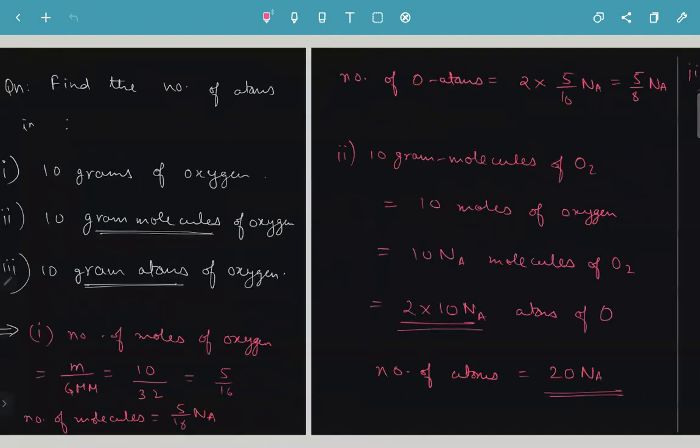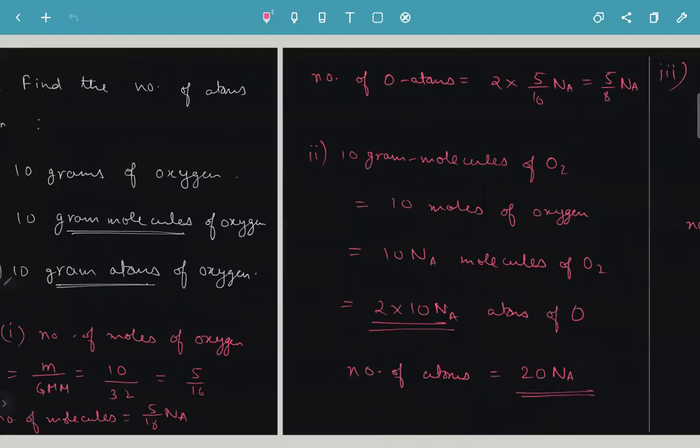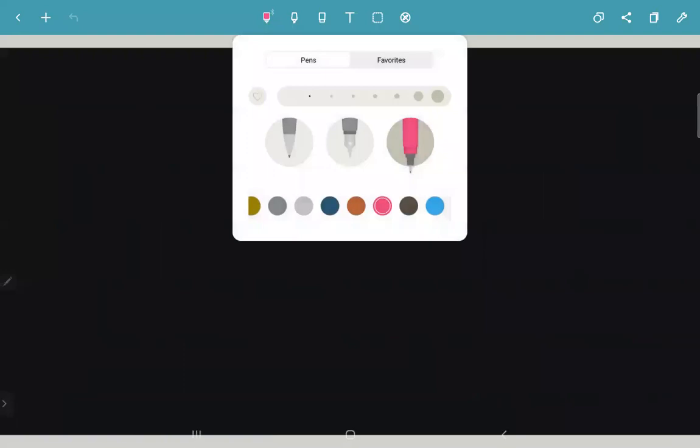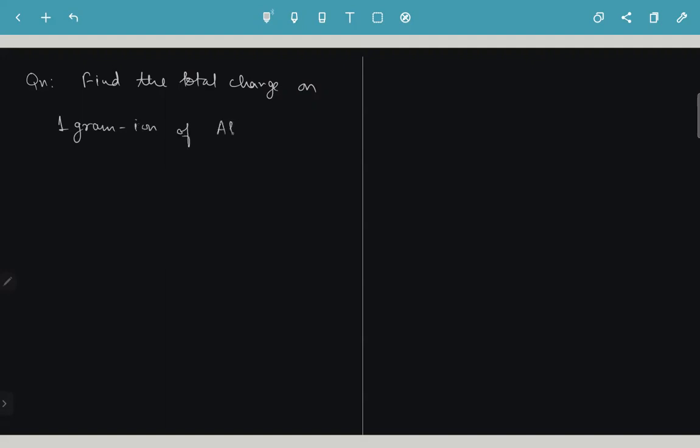Now let us continue. Some terms used in place of mole: gram atom, gram molecule, gram ions. A common type of question that is asked is calculating the charge on a species, the number of electrons, or the number of protons in a species. A question, देखो. Find the total charge on 1 gram ion of Al3+ ions.